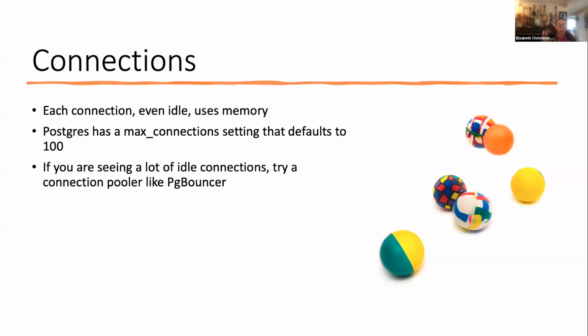So putting a connection pooler in place to manage those idle connections for you helps things be more memory efficient for Postgres. The PG Bouncer tool is the standard for that. There are a couple other connection poolers, but we use PG Bouncer all the time, and it's very effective and easy to set up.